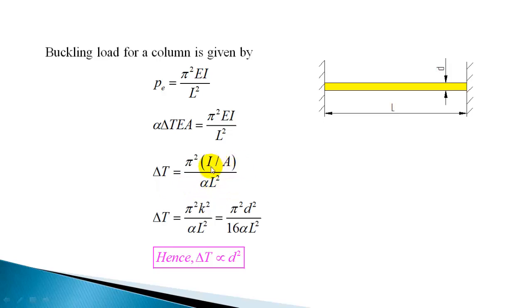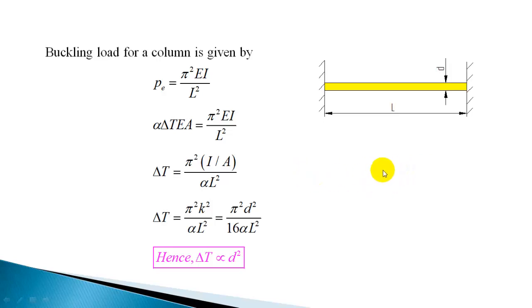Here I is the least moment of inertia. In this case, for a circular cross section, there is only one value for moment of inertia. I by A is k square, where k is the radius of gyration, and we know for a circular cross section k is d by 4. Or you can find I by A for a circular cross section. I is pi by 64 d to the power of 4, and the area is pi by 4 d square. So pi d square cancels, and you get d square by 16.